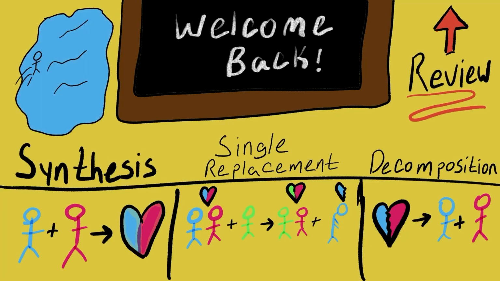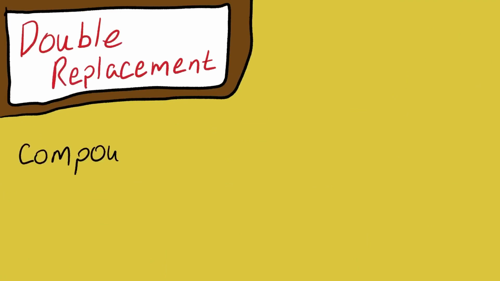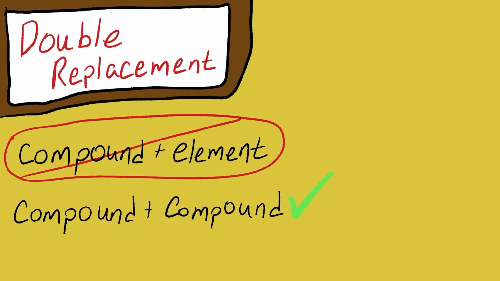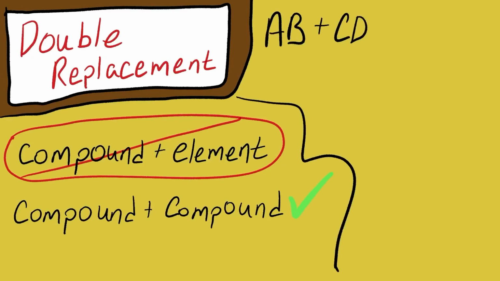With all this being said, let's dive into double replacement reactions. Double replacement reactions are very similar to single replacement reactions, except instead of having one compound and a singular element on the reactant side and product side, we now have two compounds on both sides of the equation. Because of this, we can use the equation AB plus CD yields AD plus CB.